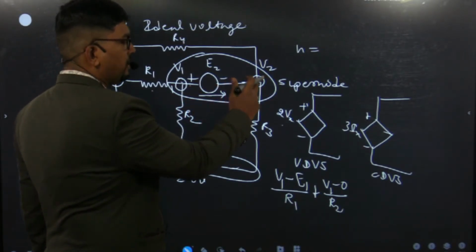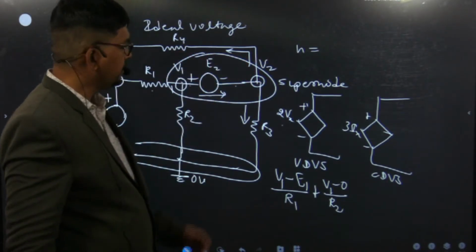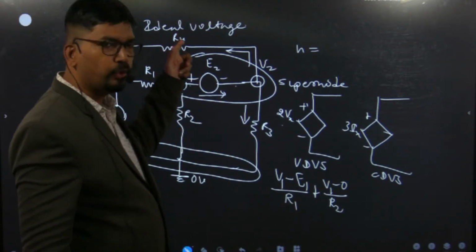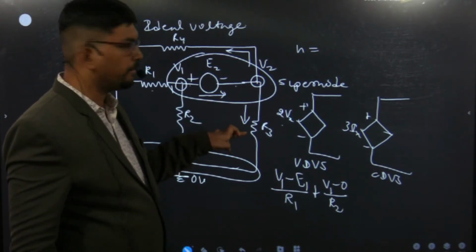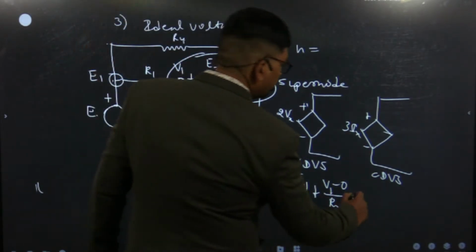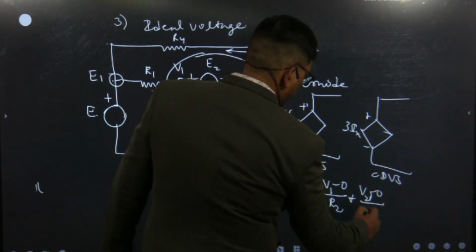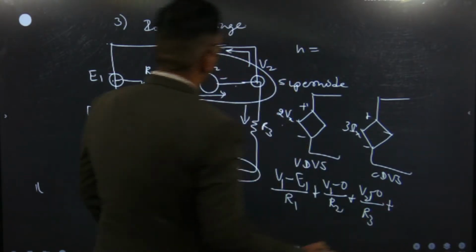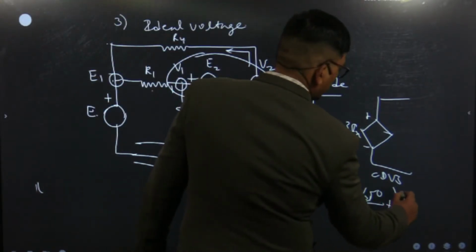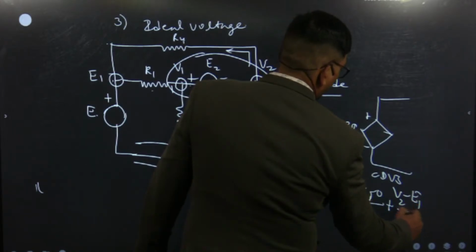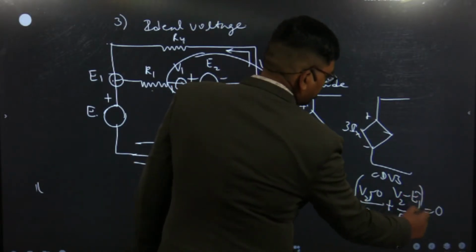This current, when it reaches this point, divides into two paths as per our direction. It means if I know the current through R3 and R4, and I add them, I will get this current. So what is the current in R3 as per the direction? V2 minus 0 upon R3, plus the current in R4, which will be V2 minus E1 upon R4, and that equals 0. It means this sum is this current.